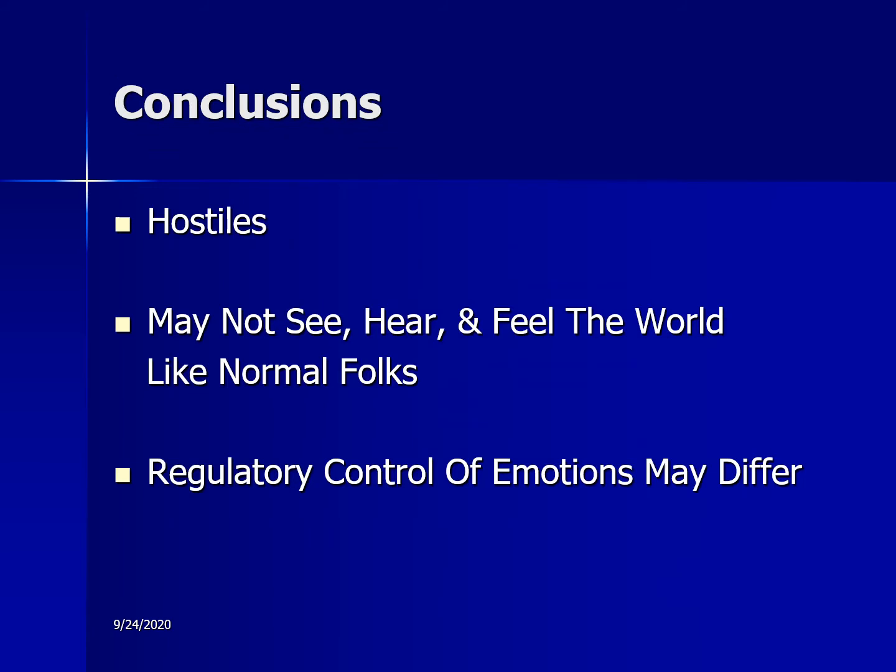So the conclusions from our arousal evaluation, and I'm just giving you a sample of some 200 research projects that we've published in one form or another. The conclusion, if they're under-aroused in different parts of the brain, is that they may not see the world like others see it. They may not hear the world like others hear it. They may not feel the world like normal folks either. And maybe most importantly here, their regulatory control of emotions may differ.